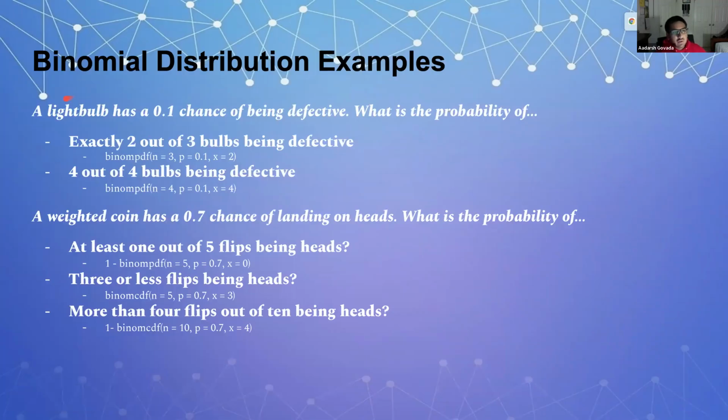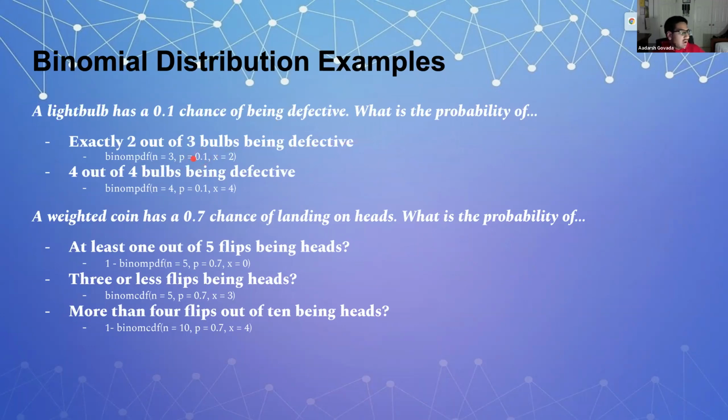So, first off, we're going to say that a light bulb has a 0.1 chance of being defective. And then it asks, what is the probability of exactly 2 out of the 3 bulbs being defective? So, there are 3 bulbs. That means 3 trials, right? So N equals 3. Now, there's a 0.1 chance of a light bulb being defective. And that's what we're looking at.